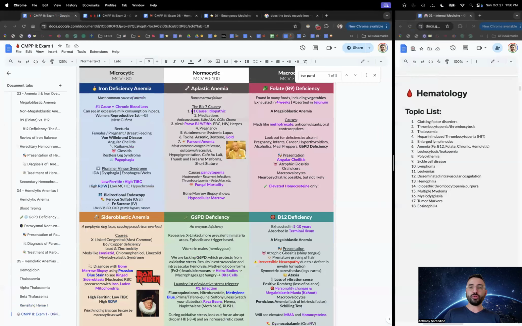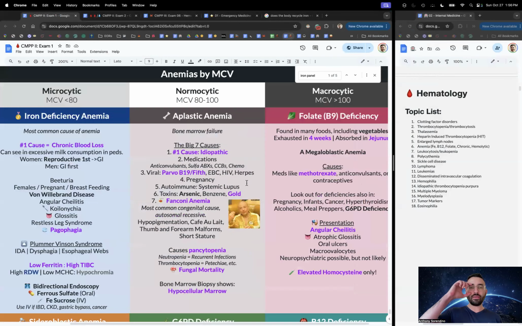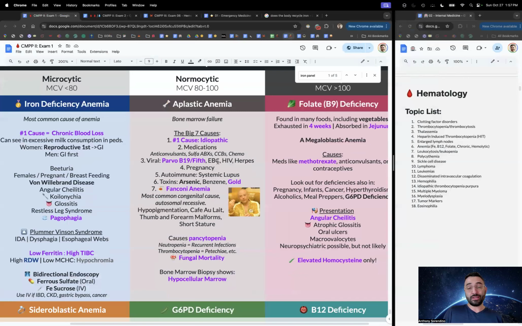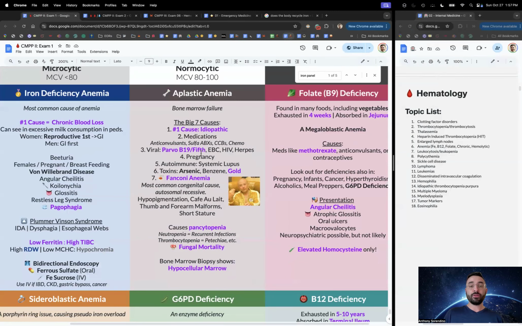Okay, when we talk about the normocytic anemias, you have aplastic anemia. So this is a bone marrow failure. Number one cause is just idiopathic. It just happens. There's a bunch of meds that can do this. Pregnancy can do it. That's actually pretty interesting.